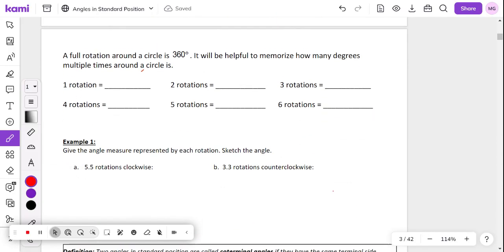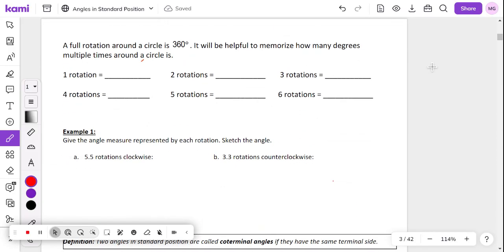Okay, so when we're dealing with our angles on the coordinate plane, our angles in standard position, we're going to need the multiples of 360. So these are definitely numbers you're going to want to memorize. Okay, there's just no two ways about it. You're going to need to know these numbers.